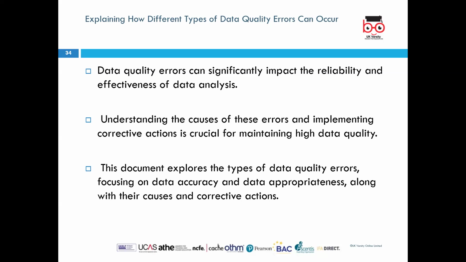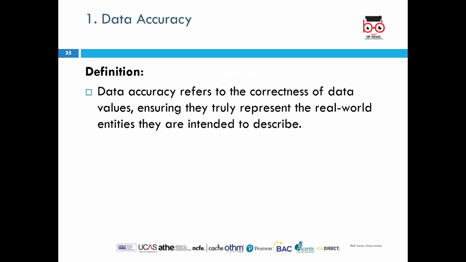So now we have to have the ability of understanding the causes of these errors and implementing corrective action, which is now important in maintaining high data quality. So we need to have data accuracy, which now refers to the correctness of data values, ensuring they truly represent the real world entities which they are intended to describe.